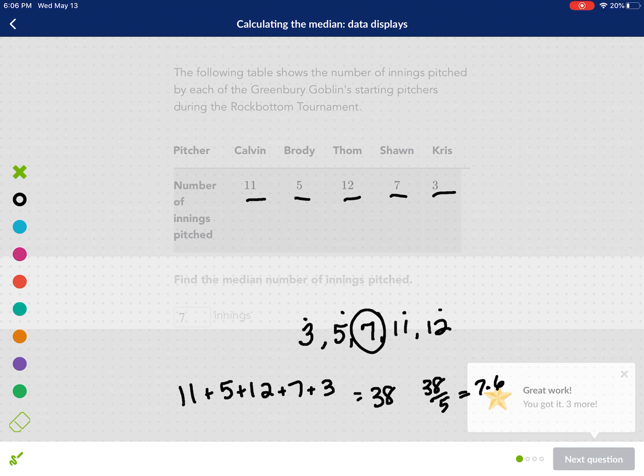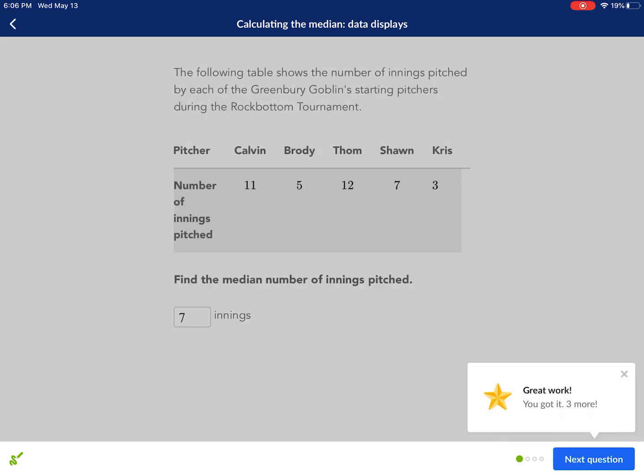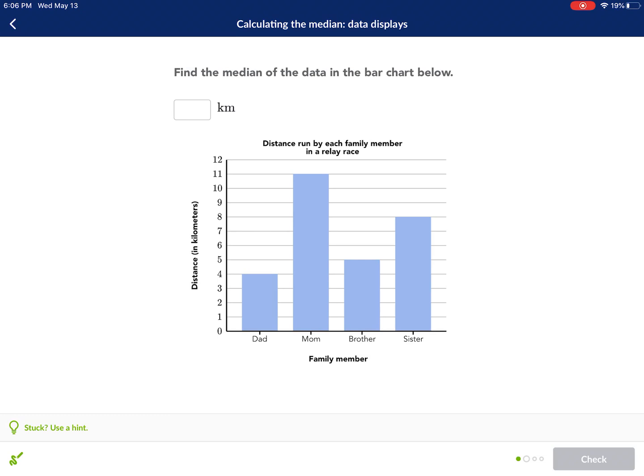So you can see the mean and our median are pretty close. Our median was 7. Our average, or our mean, was a little bit higher, but that's because we have people like Tom and Calvin really bringing that up, you know. All right, so let's go on to our next question.